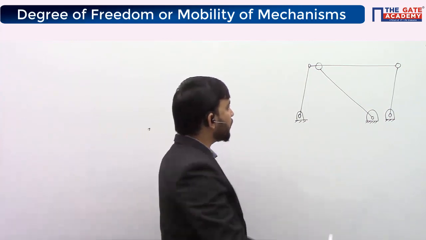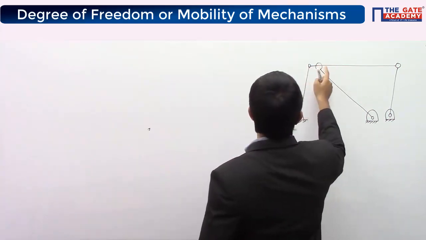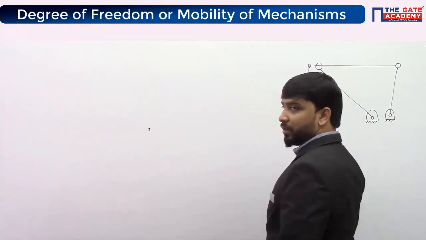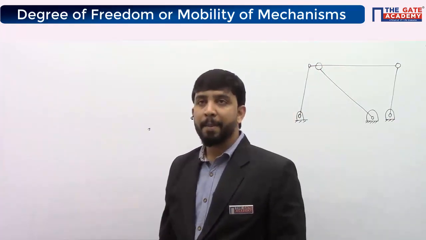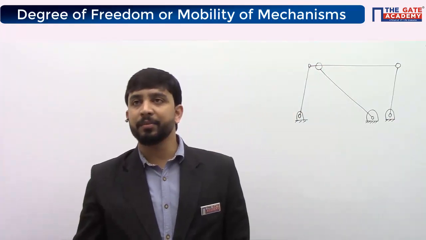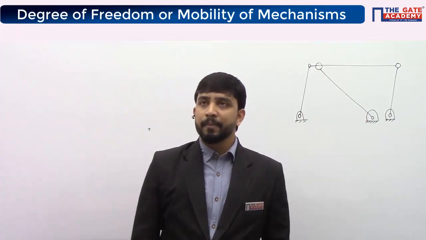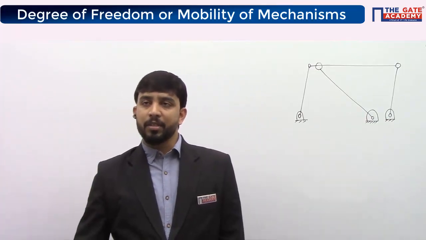This is a single link, okay? Whenever you come across these kinds of arrangements, where the link is continuous in the hinge, it indicates that it is a single link. Find degrees of freedom for this mechanism.